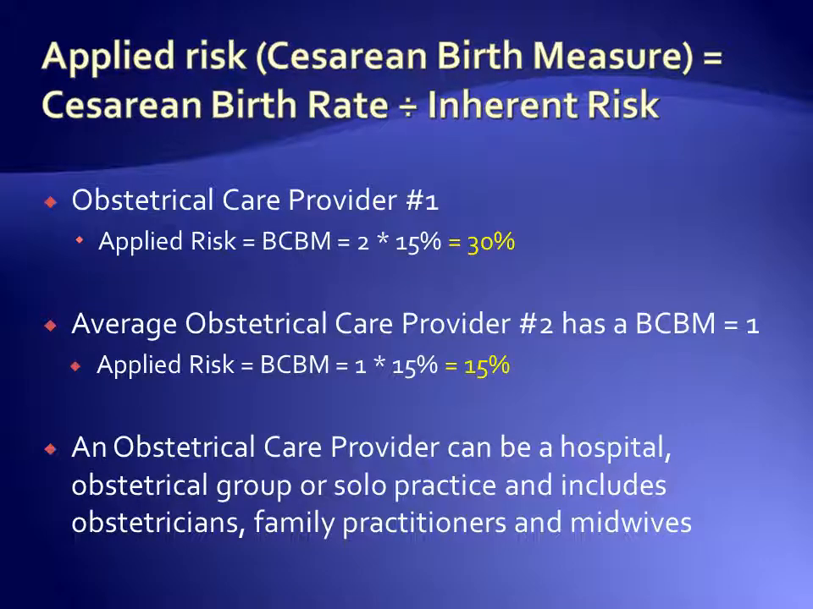If we compare obstetrical care provider number 1 to the average provider, we find that they are twice as likely to perform a cesarean birth. The unique method used to assign inherent risk gives the Birthrisk Cesarean Birth Measure the ability to provide results by hospital, obstetrical group, or solo practice, and includes all obstetricians, family practitioners, and midwives.